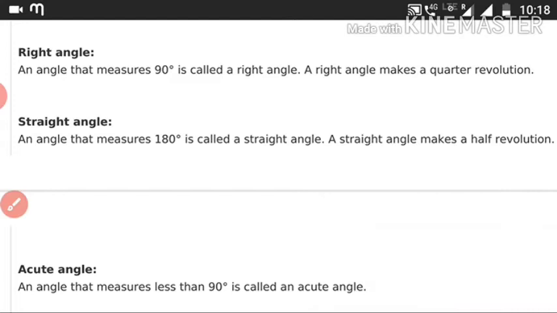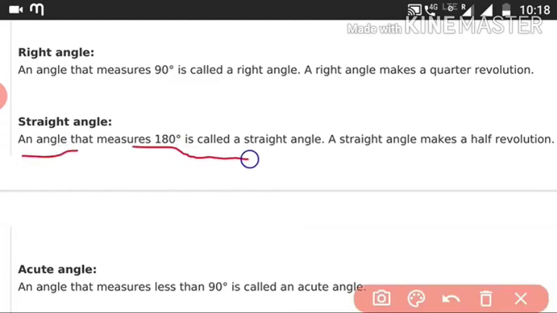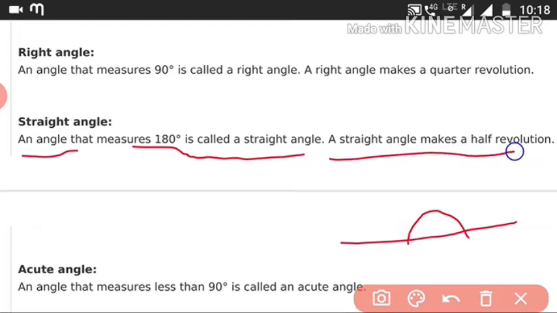Now straight angle. An angle that measures 180 degrees is called a straight angle. Straight angle like this. So a straight angle is how many degrees? 180 degrees. A straight angle makes a half revolution. If you make a full revolution like this, then this half will be a straight angle.